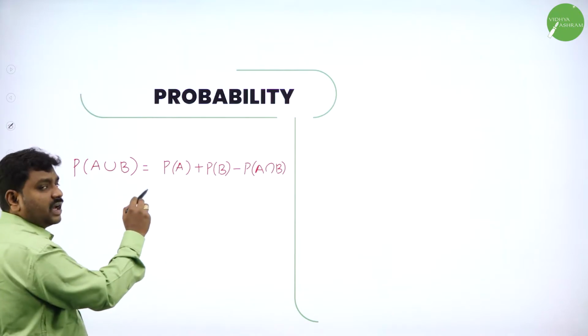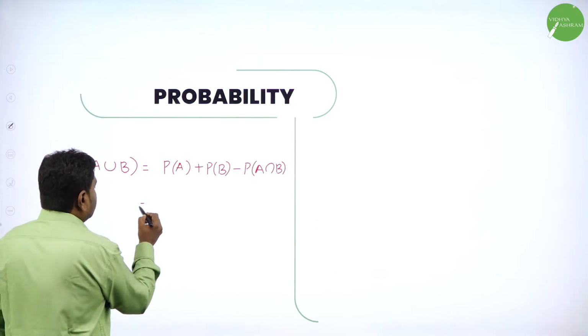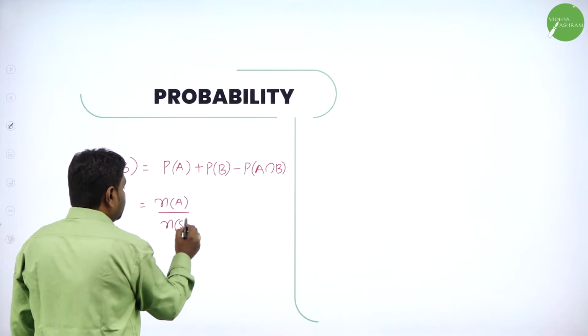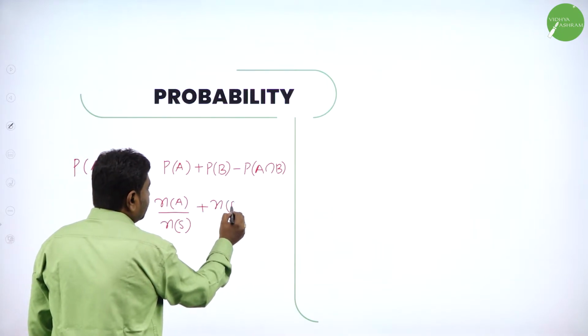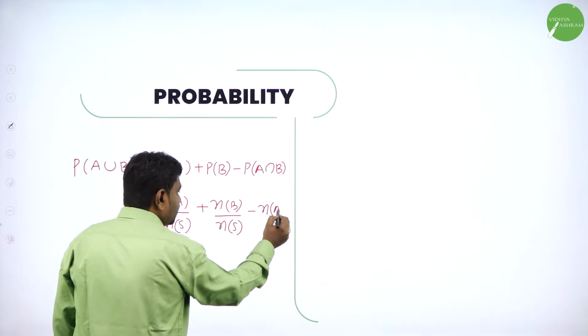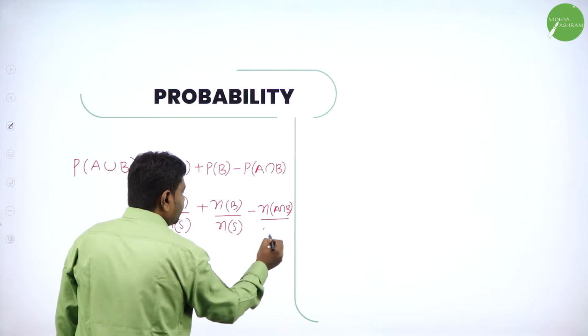It means probability of A or B, P of A union B. P of A is what? N of A by N of S plus N of B by N of S minus N of A intersection B by N of S.